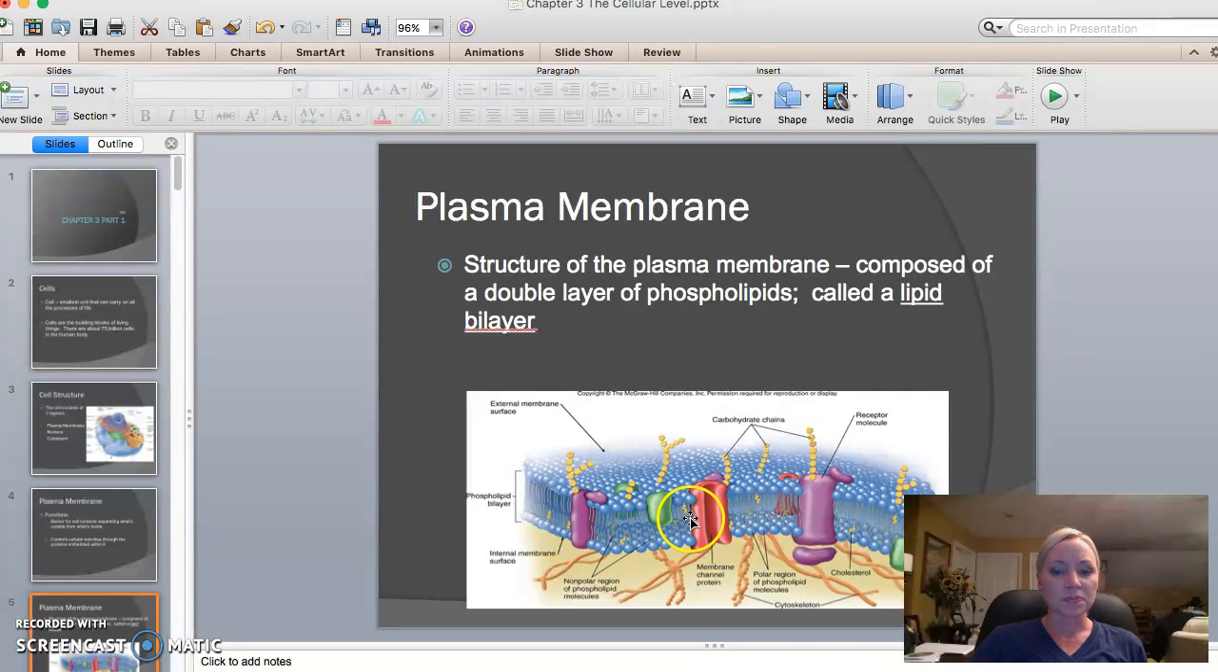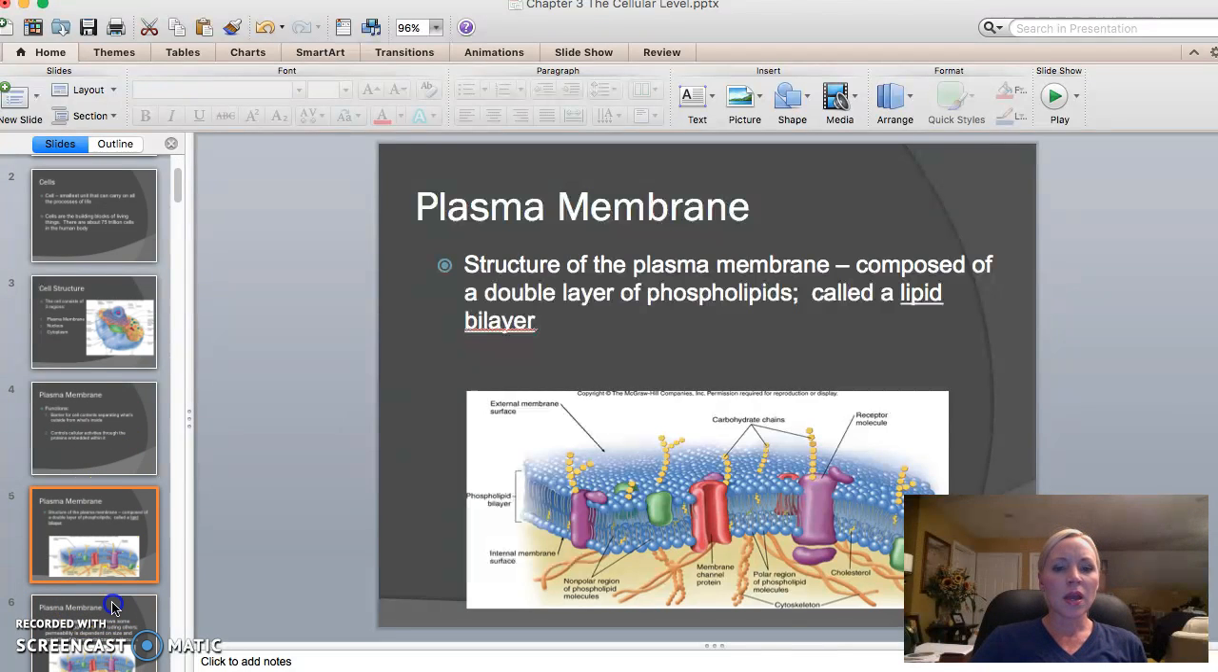Now, you can see those fatty acid tails. They're facing the inside of the cell. And of course, the polar heads are facing the outside, which is very important because, of course, we know polar is attracted to water. So we have that polar region there. We have these carbohydrate chains. Here are our receptor molecules. We have cholesterol, cytoskeleton. So several things go into this double layer of the phospholipid bilayer to make this plasma membrane selectively permeable.